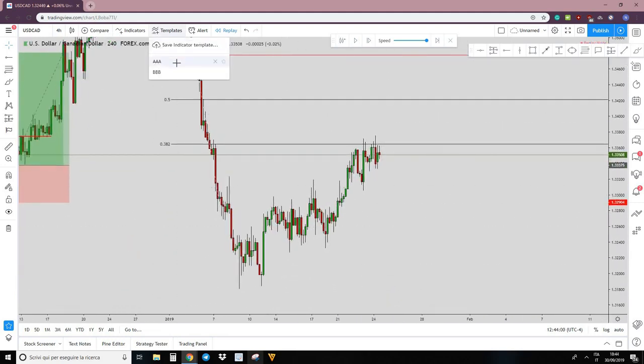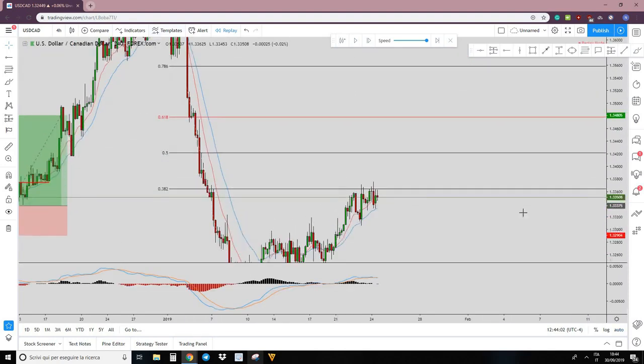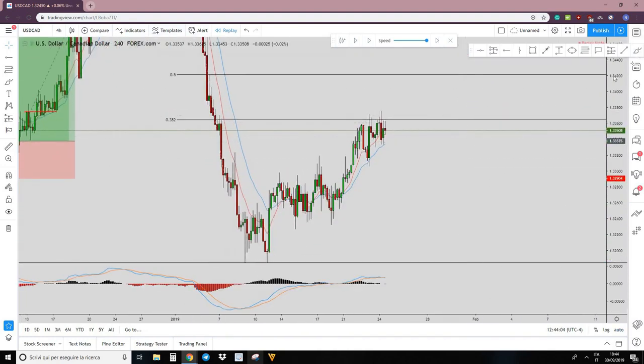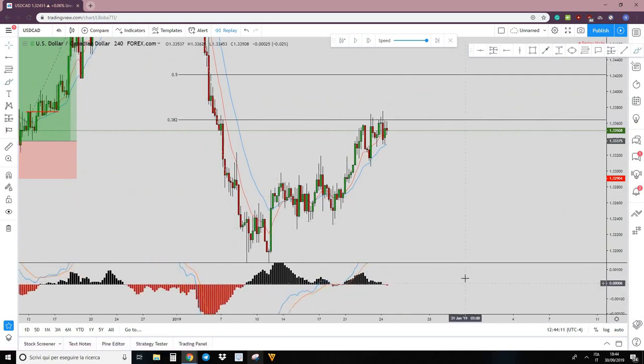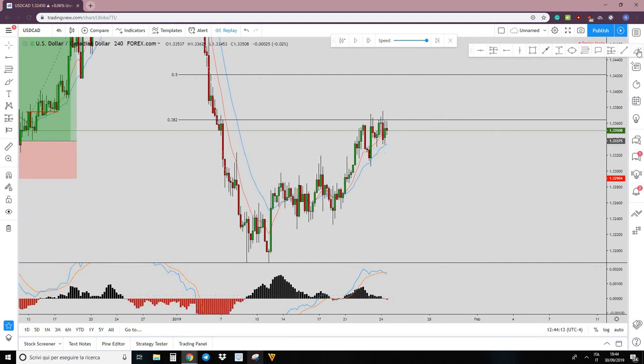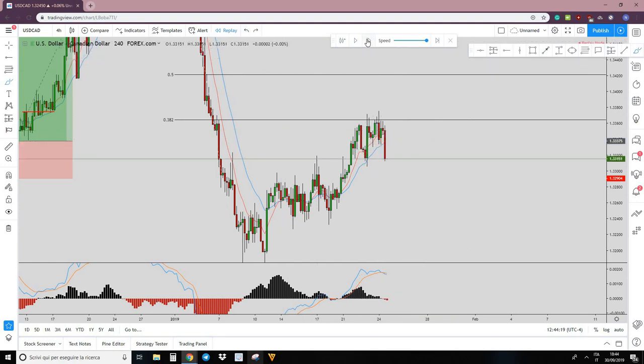Let's bring our indicators and let's see in what kind of environment we are in. As you can see, we are in a bullish environment. MACD is above the 0 and EMAs are pushing to the upside. The 10 is above the 20 and there is distance between them. So we can't take a short yet.